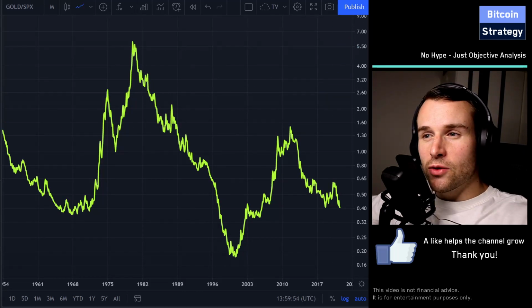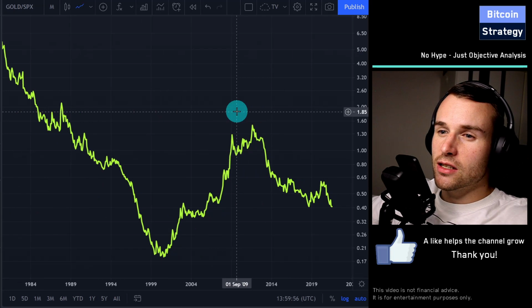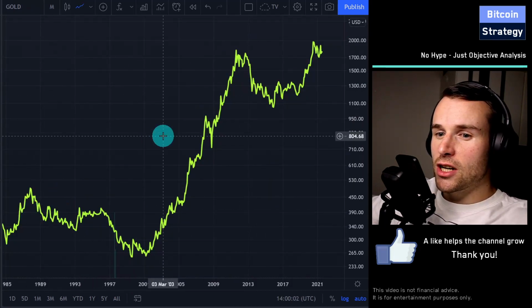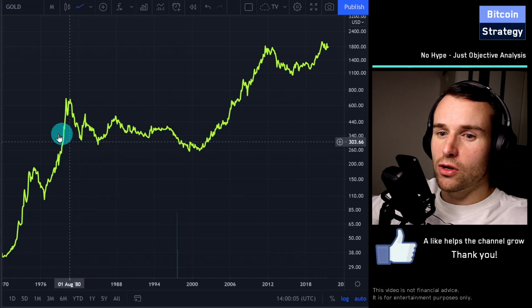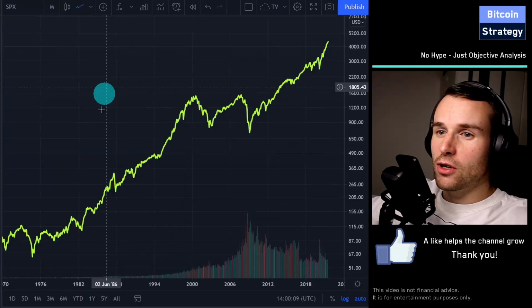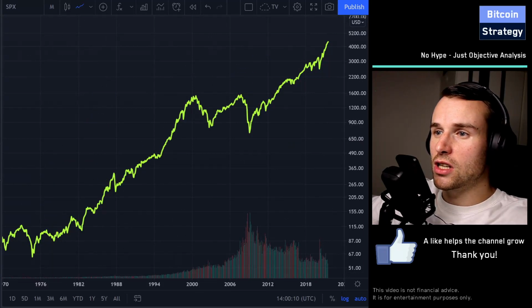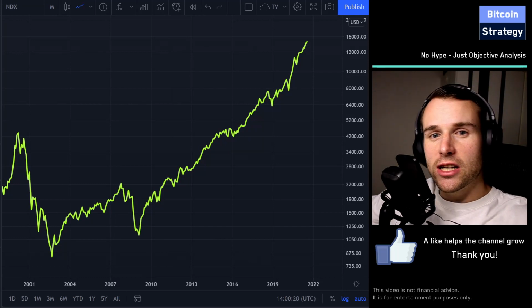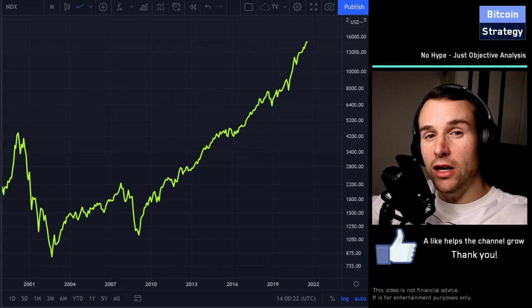And I find these relative charts quite interesting because if you only look at, say, the gold price chart, of course, over the long term, if you look at like 25 or 50 years, it goes up. If you look at the S&P 500, it goes up. If you look at the Nasdaq, same thing. But what's really interesting is actually how do those assets perform relative to each other?